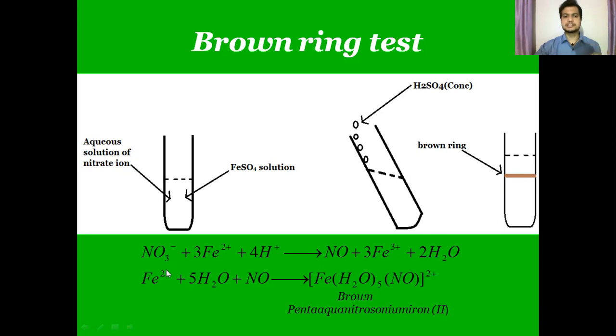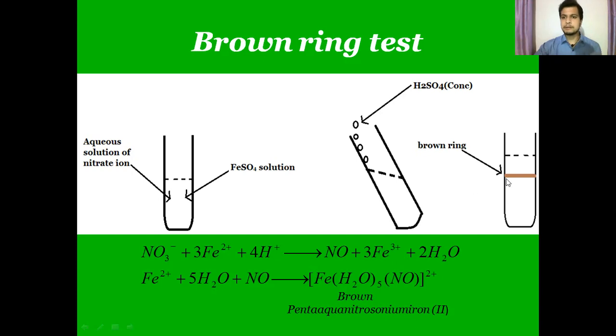takes place. The reaction is shown where nitrate reacts with ferrous, that is Fe2+, in presence of acid, 4H+, to give you nitric oxide, the ferrous converts into ferric, and water. This nitric oxide will react with the ferrous sulfate in presence of water to give you a coordination complex, which is nothing but the penta-aqua nitrosonium iron(II) complex. And this particular complex which forms is brown in color.